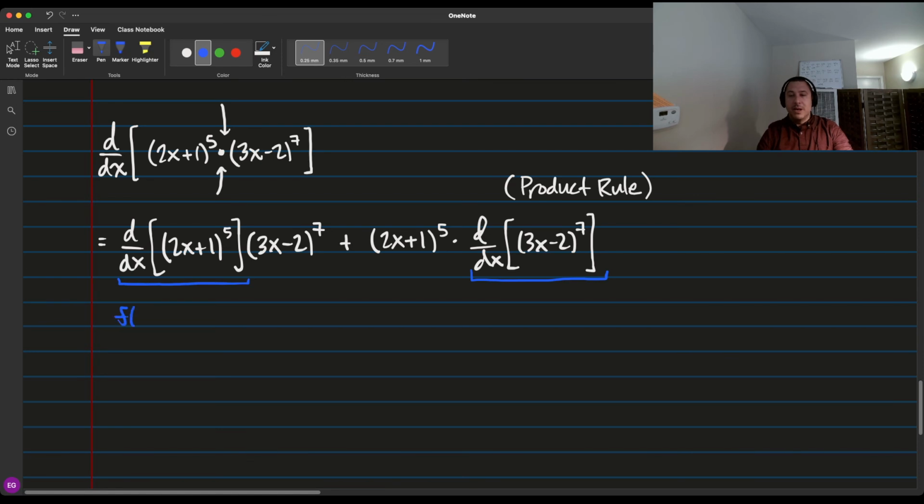So for this one over here, we'll identify our f of x. What is the last thing that happens in what we're taking the derivative of here? What is my outside function? The outside function is the last operation that happens in the thing that I'm taking the derivative of up here, the derivative of (2x+1)^5. What is the last operation?